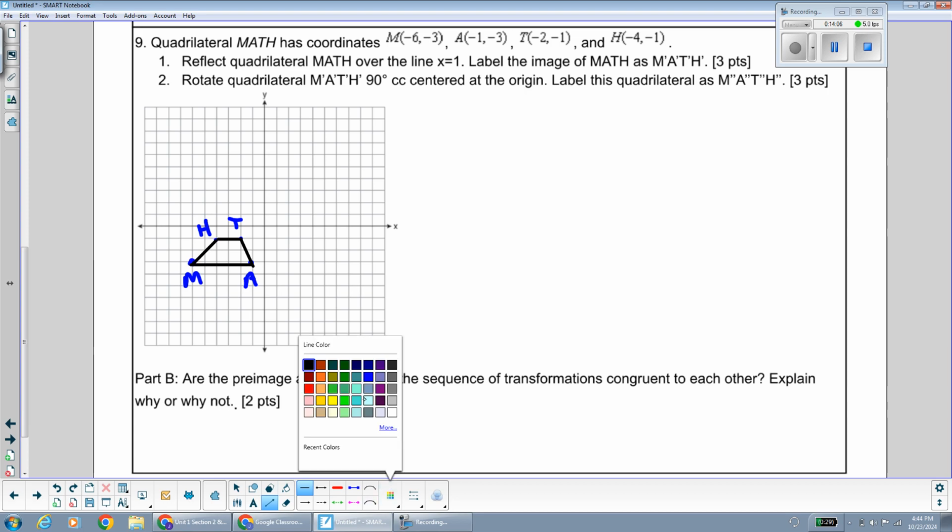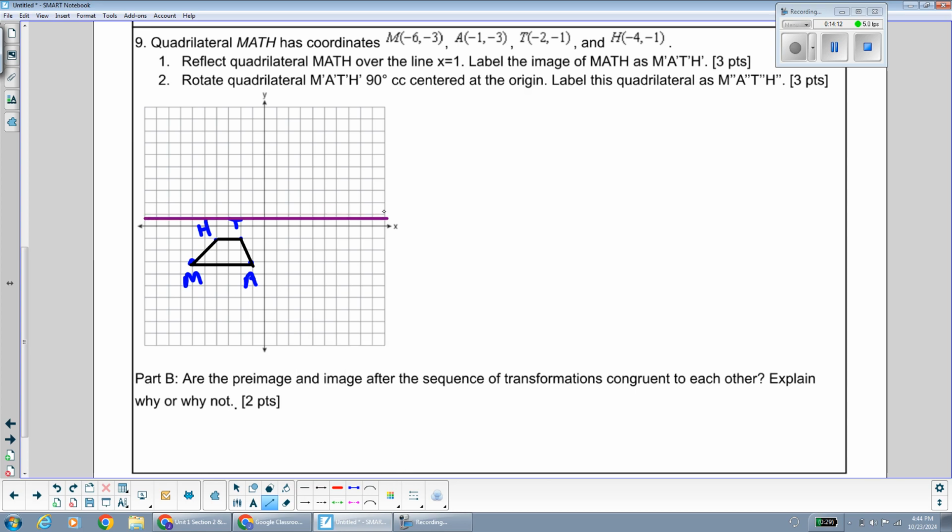So first we're going to be reflecting this figure over the line x equals 1. This is not the line x equals 1. This is the line x equals 1. So I'm going to move this equal spaces over the line. 1, 2, 3. 1, 2, 3. 1, 2, 3, 4, 5. 1, 2, 3, 4, 5. 1, 2, 3, 4, 5, 6, 7.